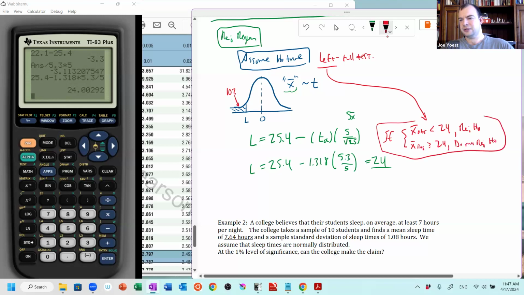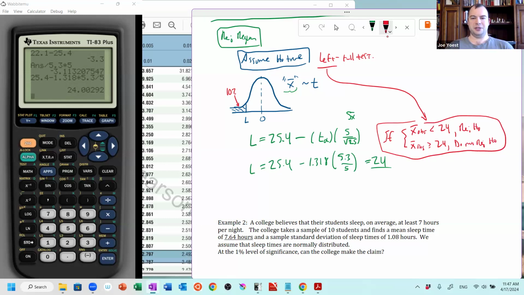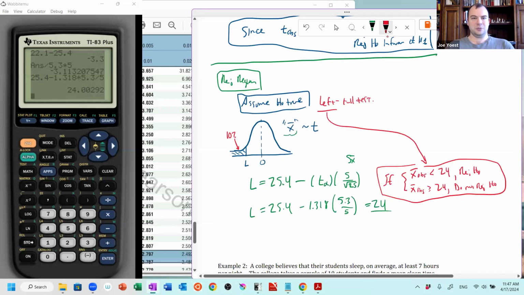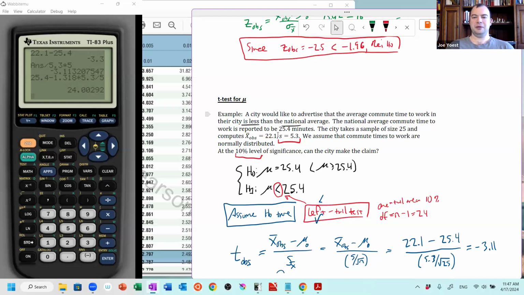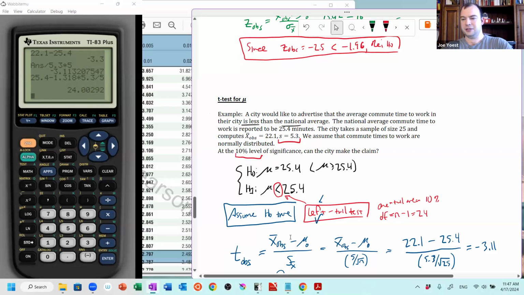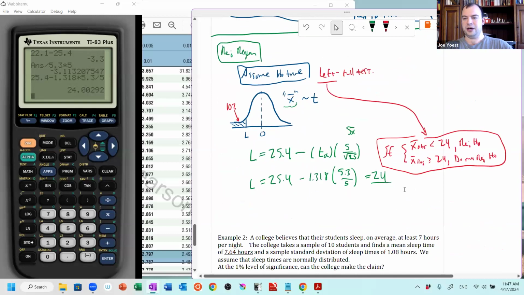Again, if you're ever confused at which direction things would point, just think of one extreme versus the other. If I got an X bar observed that was really, really low, like 1 minute, would that be good evidence to make my claim or not? Yeah, that would be really great evidence. If I got an X bar observed that was like 4 hours, that would be really terrible evidence to make my claim. So I know this has to be a left tail test. I know I'm looking for when my X bar observed is to the left. That's when I can reject the null and I can make the claim that I'm trying to make.